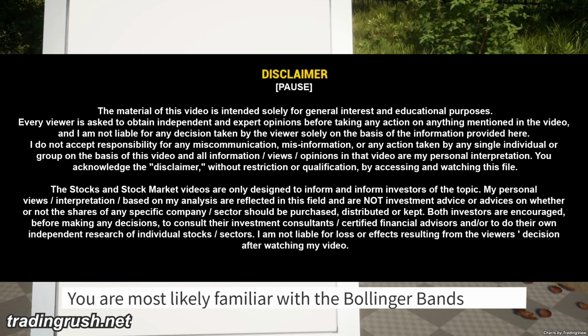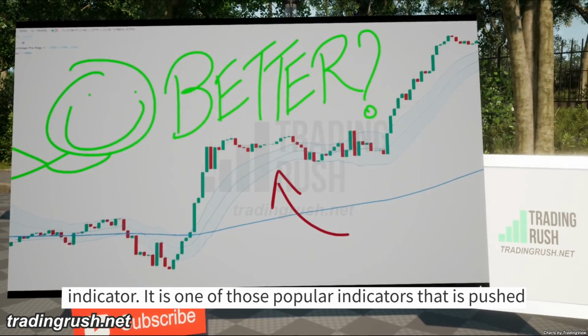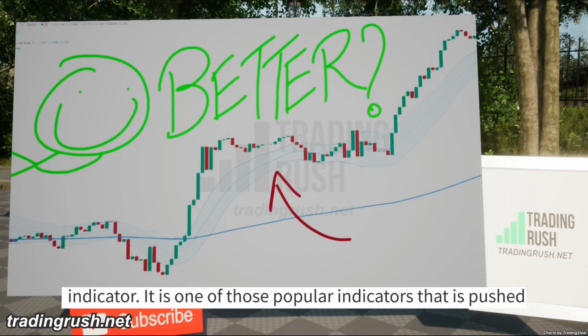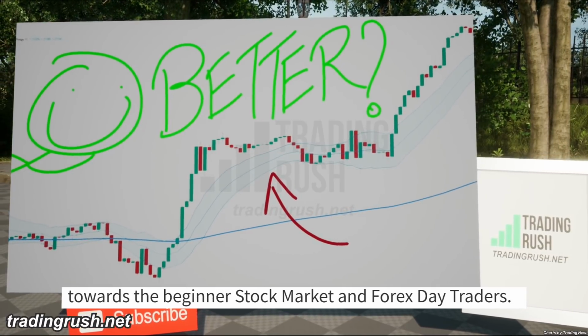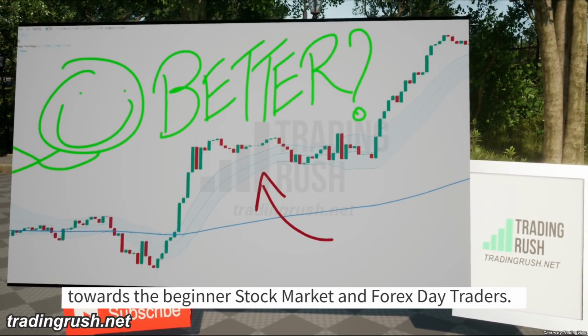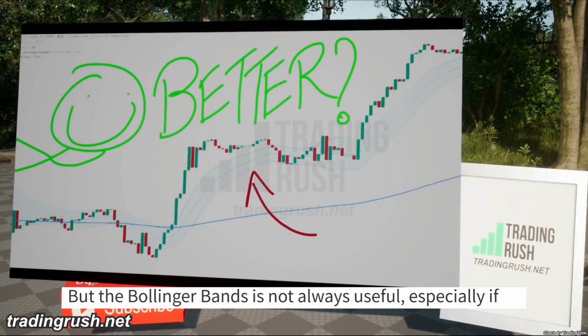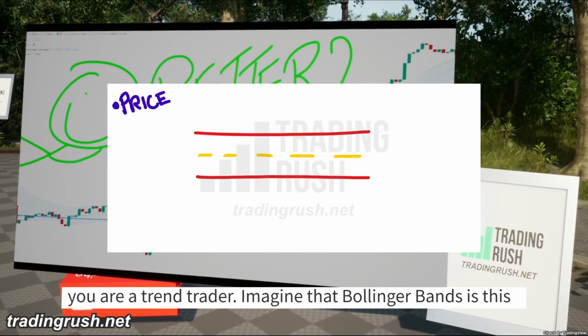You're most likely familiar with the Bollinger Bands indicator. It is one of those popular indicators that is pushed towards the beginner stock market and forex day traders. But the Bollinger Bands is not always useful, especially if you are a trend trader.